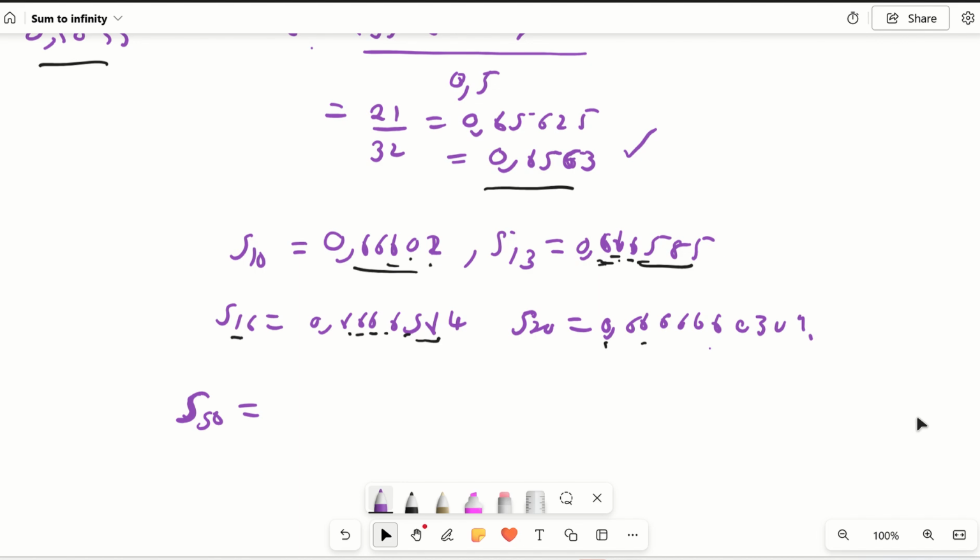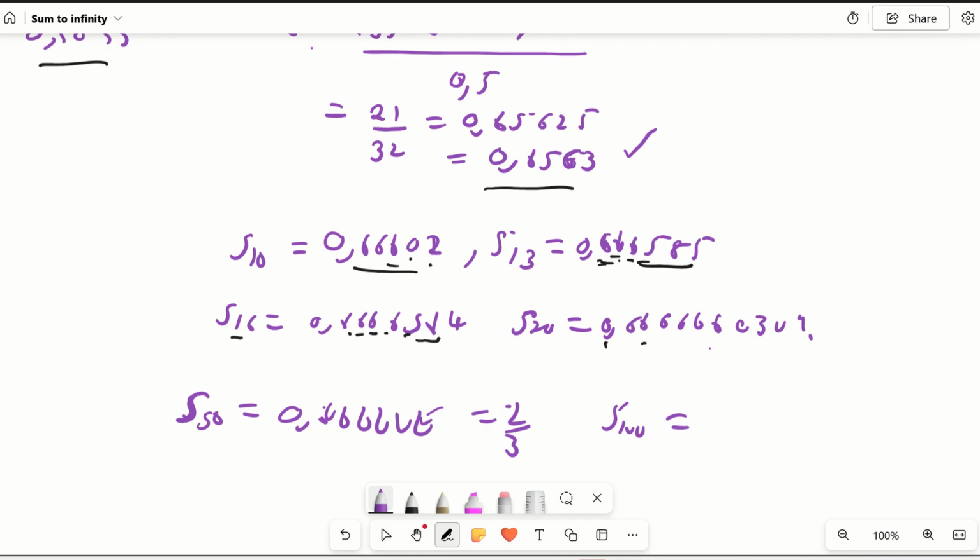So you guys, I asked you to find me S50. Did you find it? What is the answer? Yeah, 0.66. It keeps on going, right? That it's basically 2/3, right? Can you do me S100 now? S100. Same, right? 0.6. So now it's 2/3. So the answers are now the same.